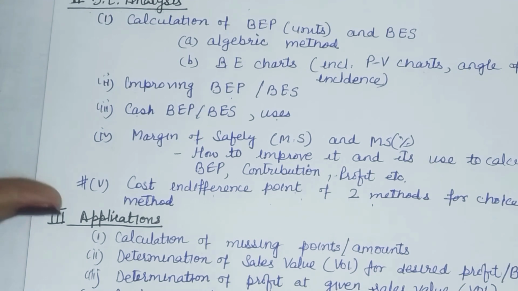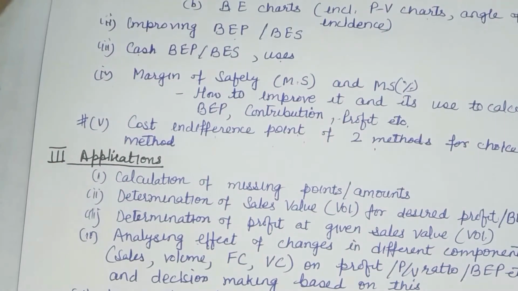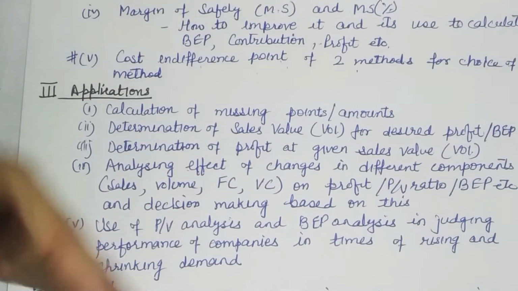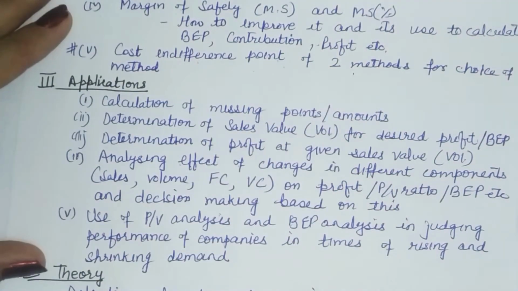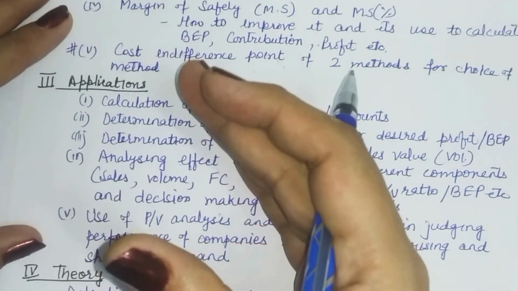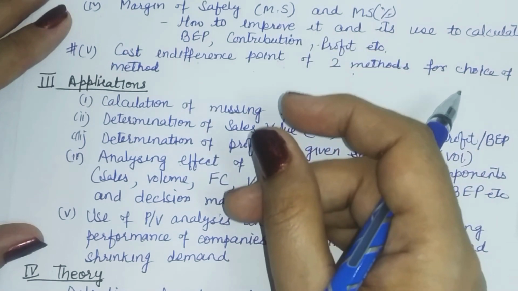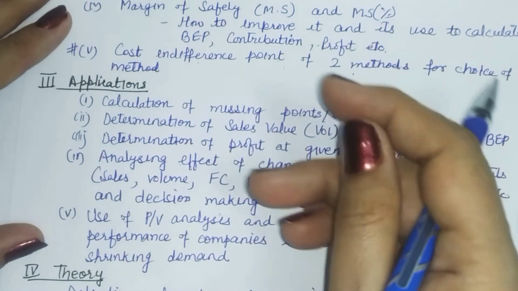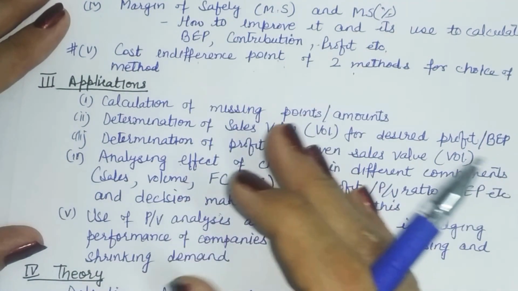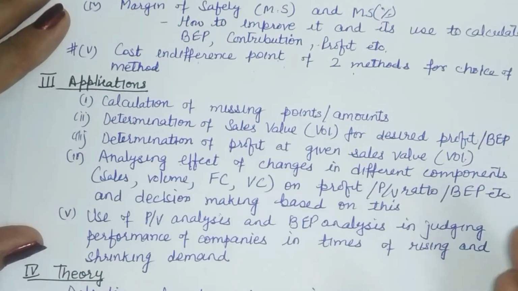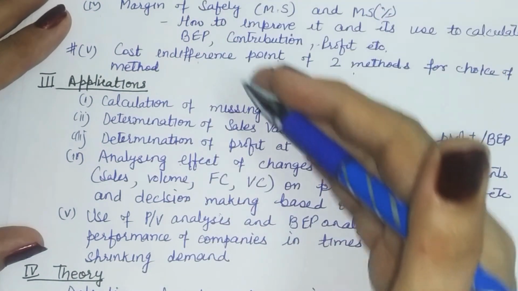Now apart from these two important applications, there are various other applications of these two techniques. We'll be studying these applications under both techniques, like calculation of missing amounts. There might be something missing in a question. You have various components like sales, sales price, quantity to be sold, fixed cost, variable cost, contribution. These are all components involved in a break-even analysis. You might be given a few of them, and some of them might be missing. So how to calculate the missing amounts? This can be done under both these analyses.